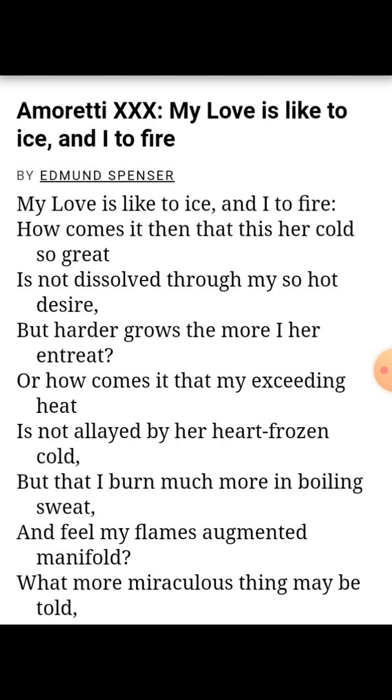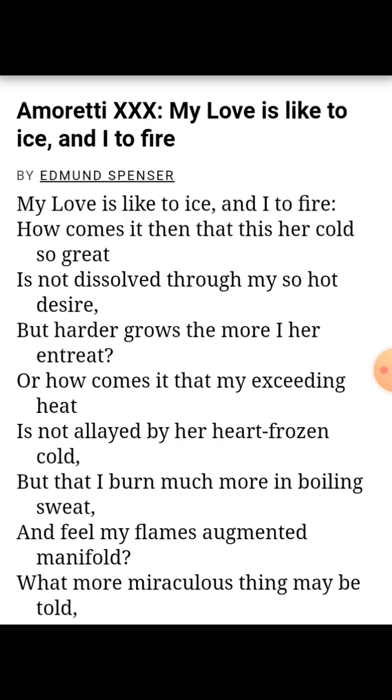Or how comes it that my exceeding heat is not allayed by her heart's frozen cold? So this paradoxical situation is vice versa. He says that if she is not melting, I should cease. If there is too much ice, fire ceases. Fire doesn't burn anymore. But how does it come that I am also burning and she is also freezing? So this is the opposite situation. She is so cold, but my desire is not ceasing, is not calming down, but I burn much more in boiling sweat and feel my flames augmented manifold.